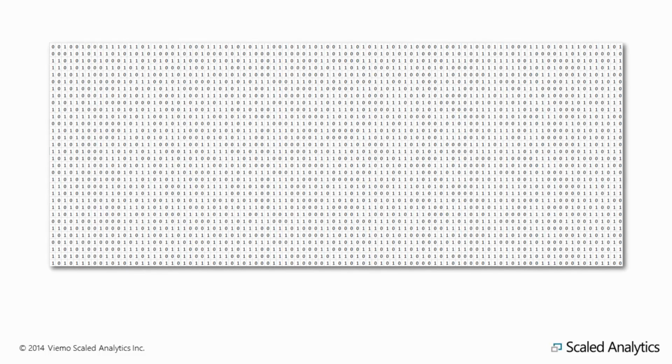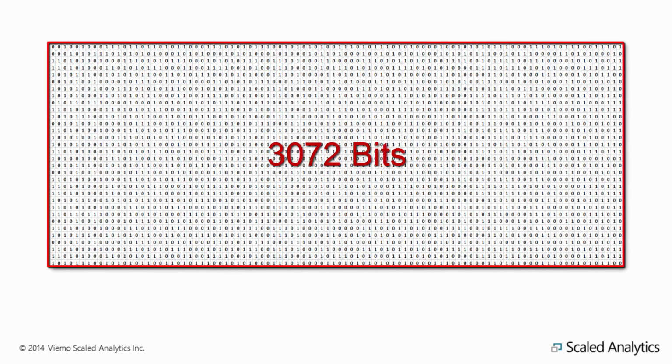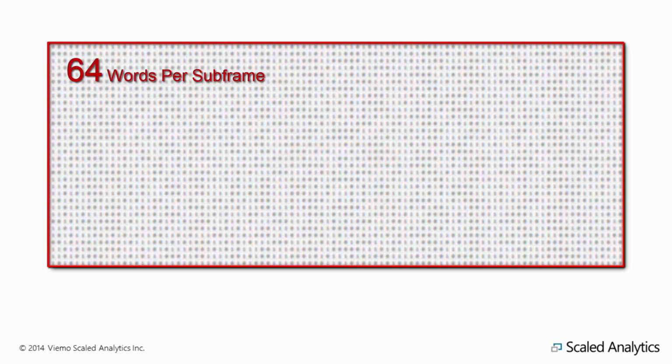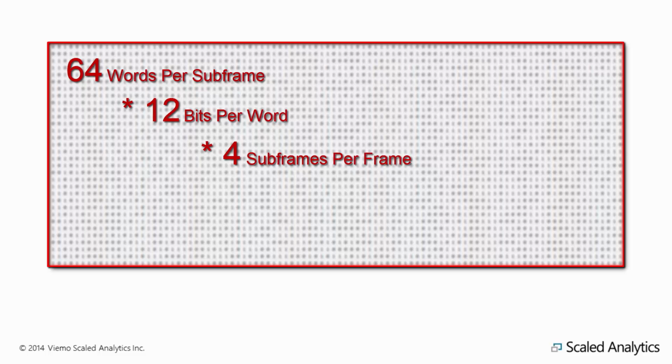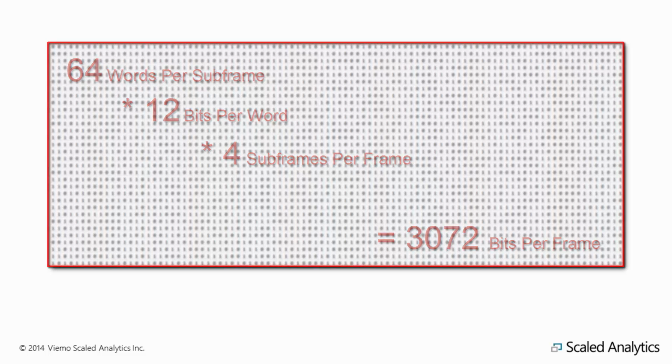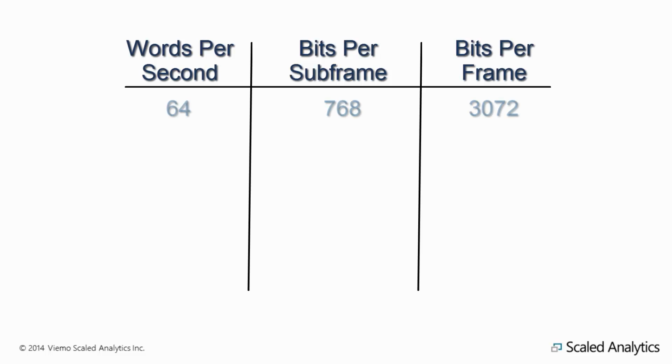We can now see why I picked 3072 bits worth of data at the beginning of the video, as this is an example of a 64 word per second data frame. 64 words per subframe times 12 bits per word times 4 subframes per frame gives us 3072 bits per frame. I chose a 64 word per second frame for this video as it is the easiest for me to illustrate, but it is becoming less and less common as modern memory capacity continues to advance.